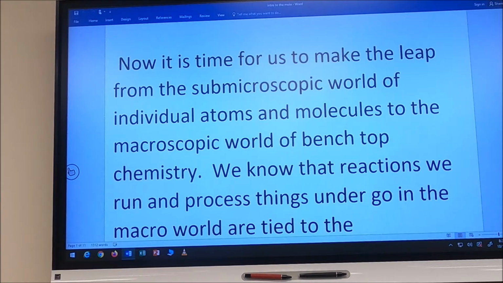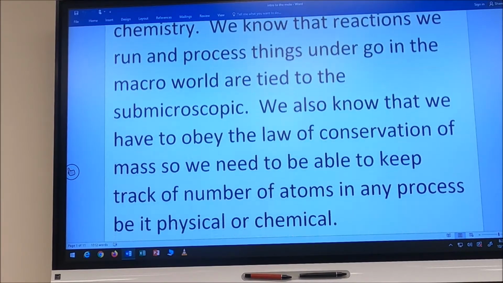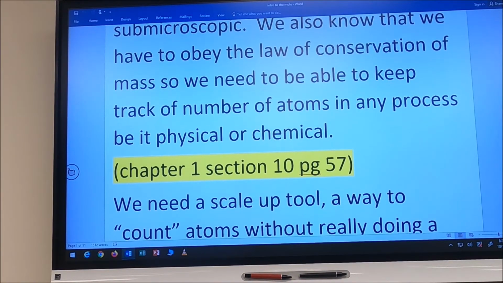What we want to know now is, as we run reactions in the macro world, the world that we live in, and we tie it back into the submicroscopic world, we've got to be able to keep track of amounts of material, because we've got to obey the law of conservation of mass. Remember that during a chemical reaction, matter cannot be created or destroyed. So it doesn't matter if it's a physical process or a chemical process, we always have to obey the law of conservation of mass. So we're going to go back and pick up chapter 1, section 10, on page 57.